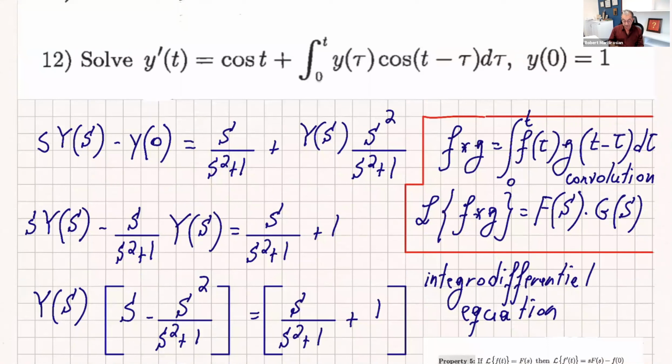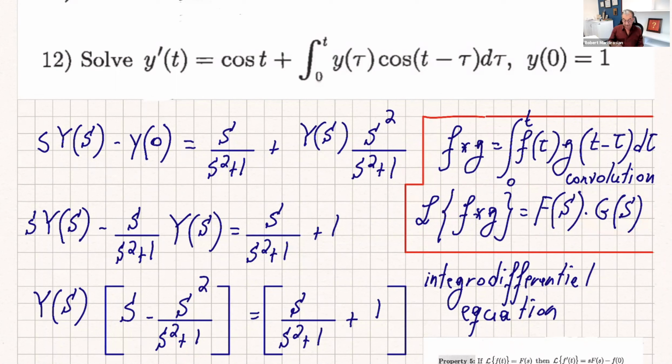Number 12: y of t equals cosine t plus the integral from 0 to t of y of tau cosine of (t minus tau) d tau, and you know that y of 0 equals 1. So we are going to use the convolution formula. In this case, make sure to check the lecture on that. And we know that the Laplace of f convolved with g is just the Laplace of f times the Laplace of g, which is F of s times G of s.